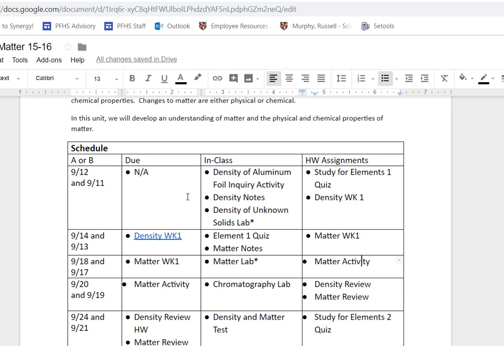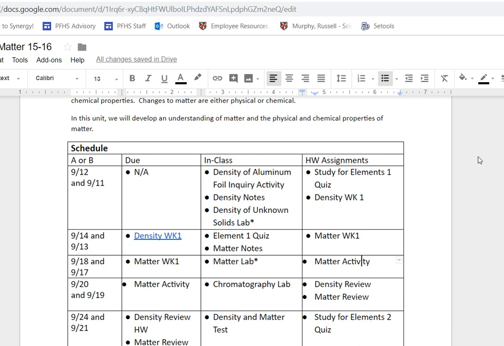Maybe you took Element Quiz 1 and now you're about to, or are currently watching the Matter notes, and you have homework tonight. Don't forget to do Matter Worksheet 1. Our lab next class is very dangerous. There's going to be fire and acid and all sorts of crazy things.